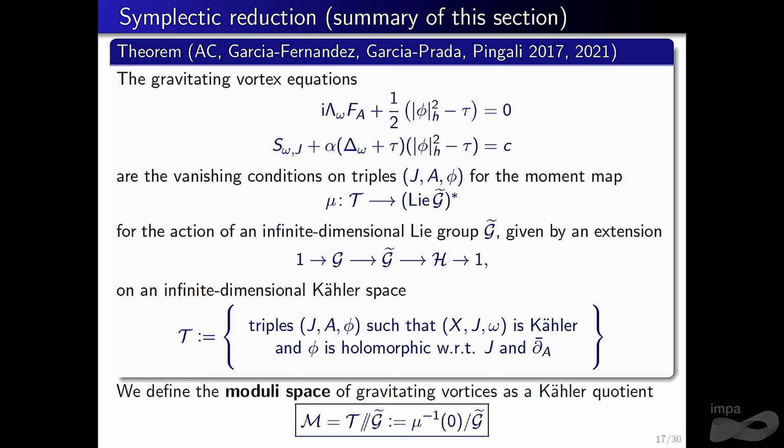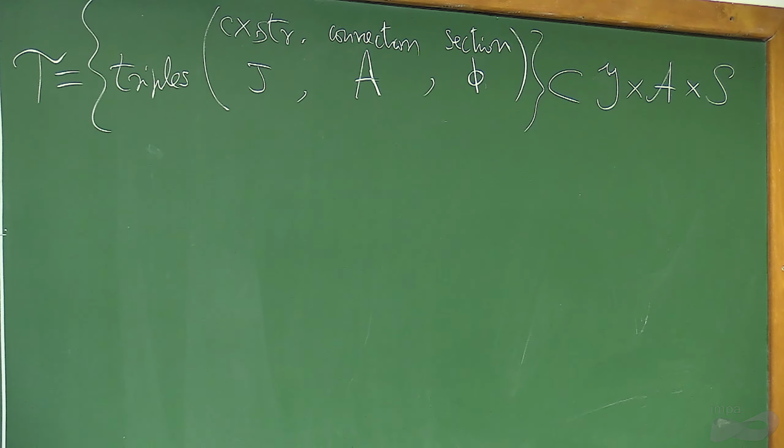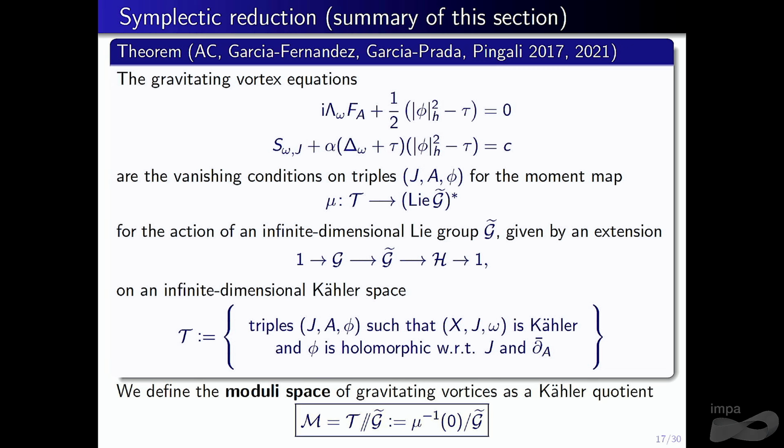So I will now explain that there is a group acting on this T with a moment map such that the zeros are the triples that satisfy the equations. So at least formally, we can apply methods of symplectic geometry to construct the moduli space as a symplectic reduction, actually Kähler in this case. Okay, then we can look at the geometry of this and try to understand the hypothesis of Yang's theorem.